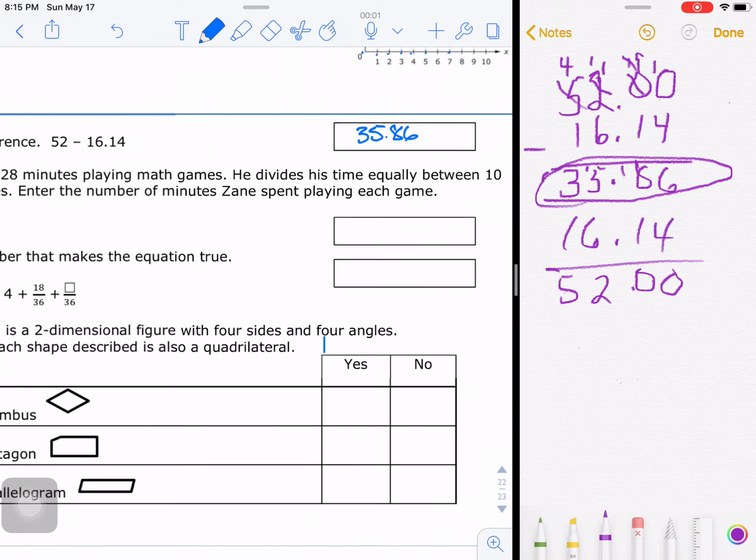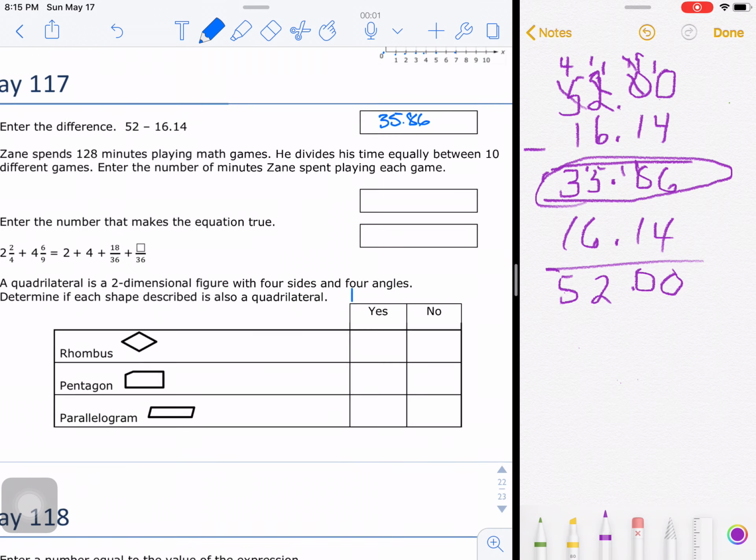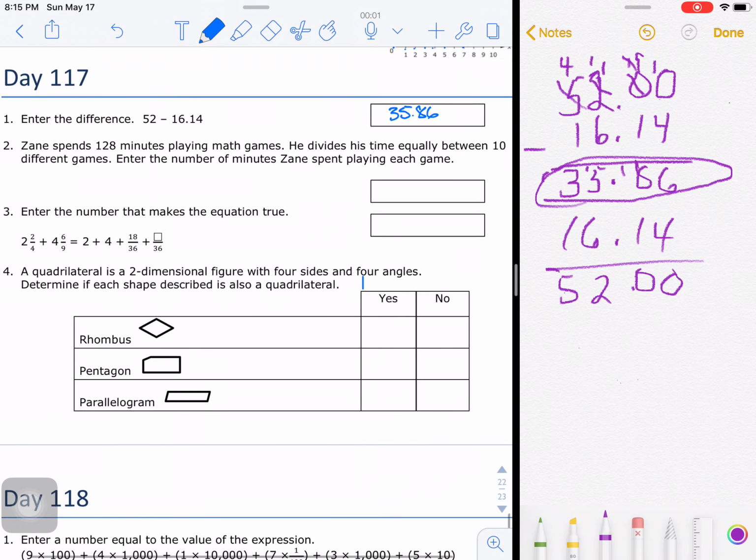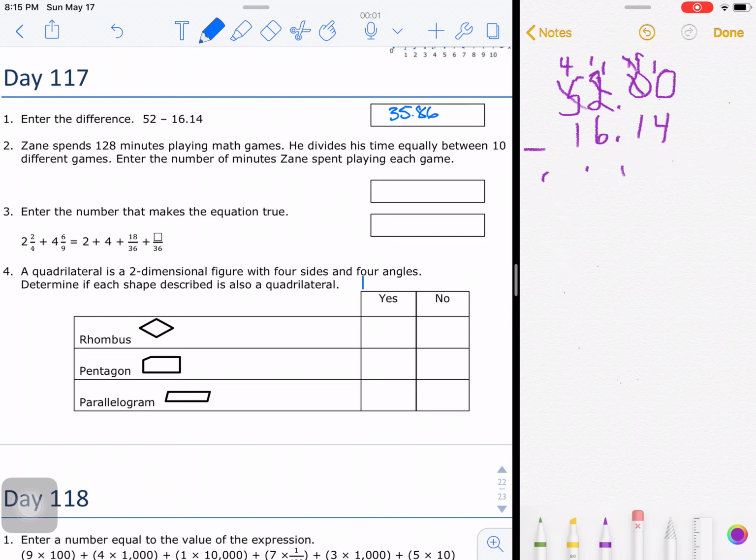It's always a good thing to do your checking, even though sometimes we get really confident. We're like, oh, I got this. But even the best of us will overlook things at times, so we want to just have some things that we can check our work with.